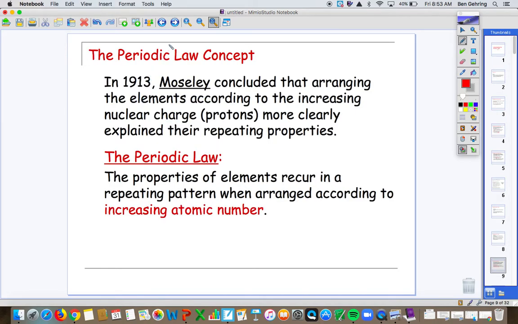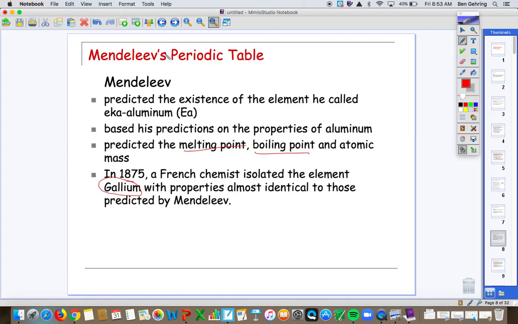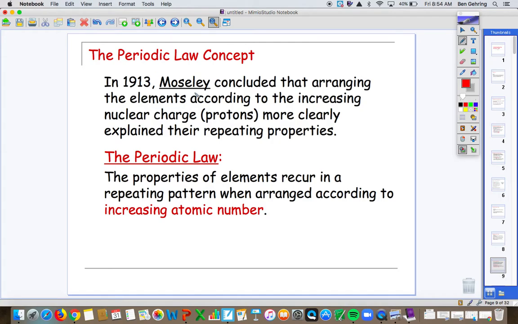So we expand Mendeleev's table. So that was 1869. Fast forward, 1913. Moseley. Remember, Mendeleev arranged his by atomic mass. Moseley decided that if we looked at nuclear charge, or the number of protons, we could more clearly repeat those properties. Everything would line up exact.